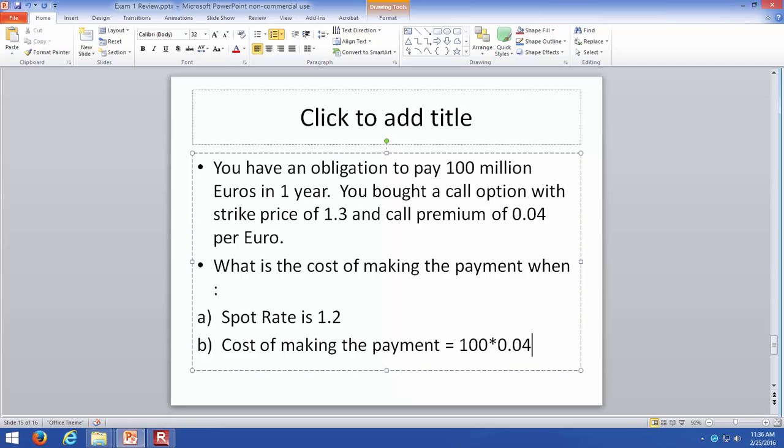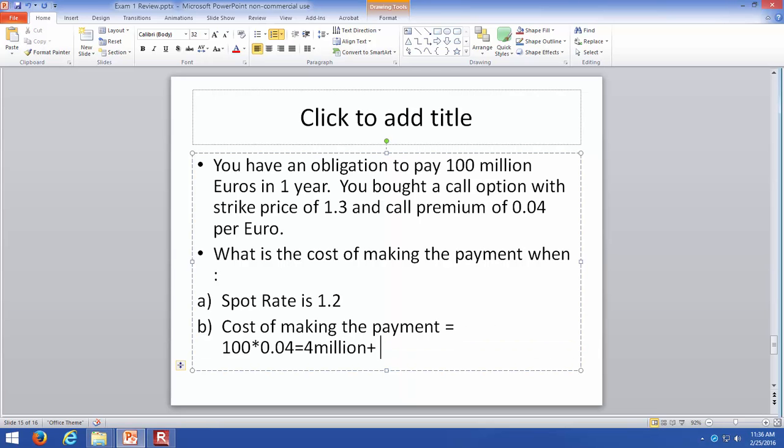0.04. So what we are saying is that in this case we paid some money up front, and that is $4 million. That is the price of the call. So 4 million we paid, plus our actions at the end depend upon the spot exchange rate. In the first case, when the exchange rate is 1.2, you are not going to exercise the call. Why do we say that? Because if he exercises the call, he has to pay 1.3 for 1 euro, so his cost is going to be $130 million. If he doesn't exercise it, he goes to the market, and it only costs him 120. So overall his cost is going to be $124 million.